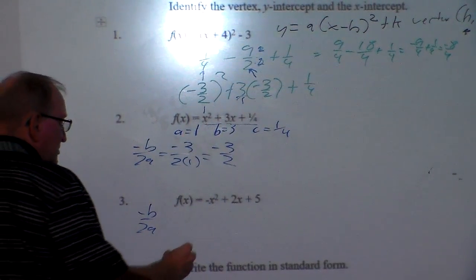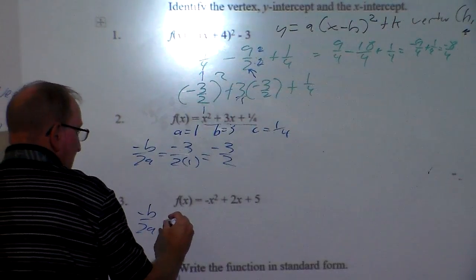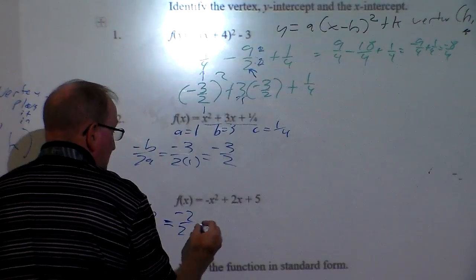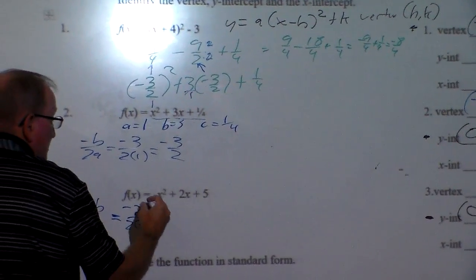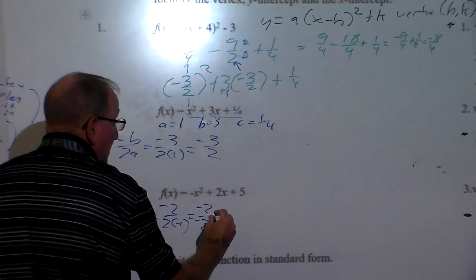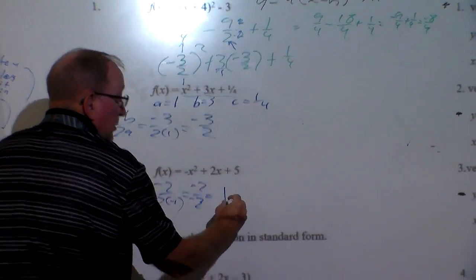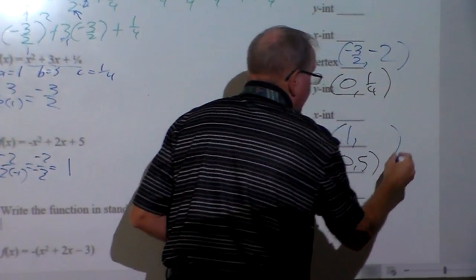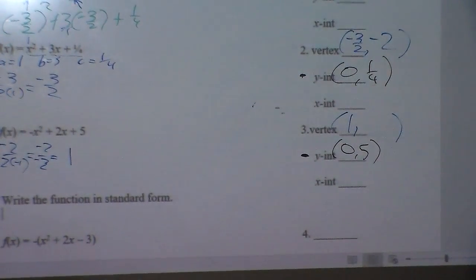Now this one I think is a little easier because it doesn't have a fraction in it, I think. So here's what happens. It's negative 2, because 2 make it negative, over 2 times negative 1. Well, that's negative 2 over negative 2, which means that x is actually positive 1. So I know the vertex is at 1 comma what? Something, right?